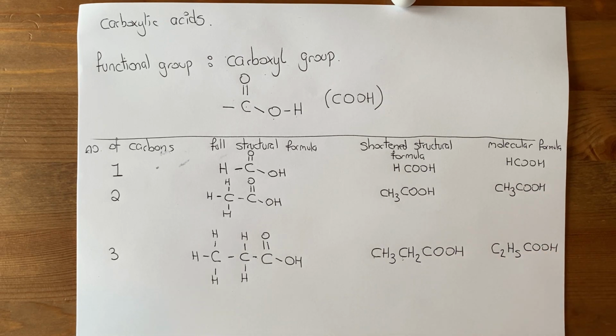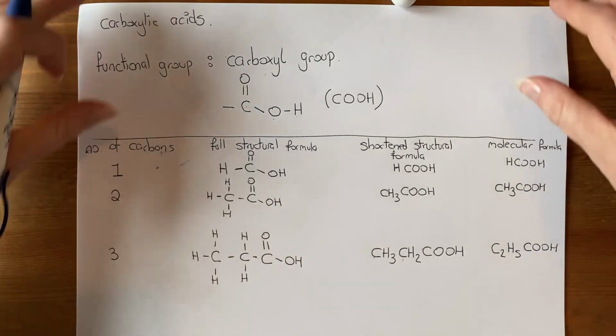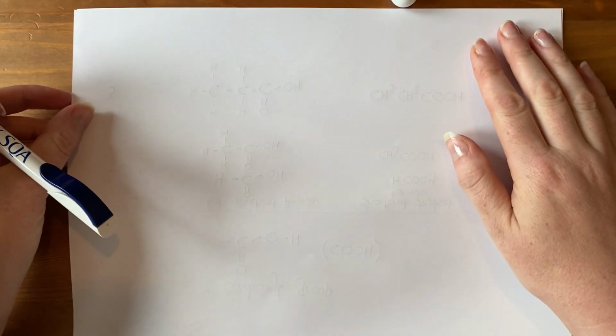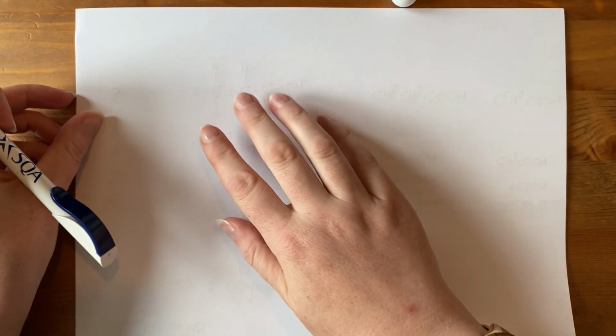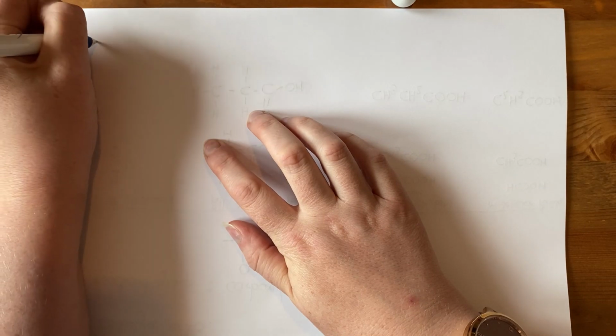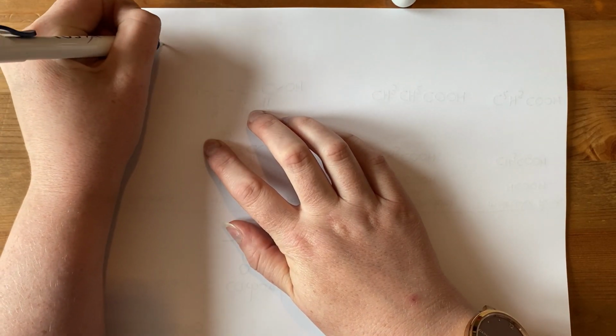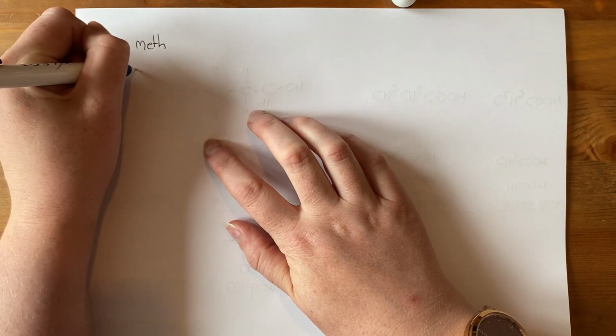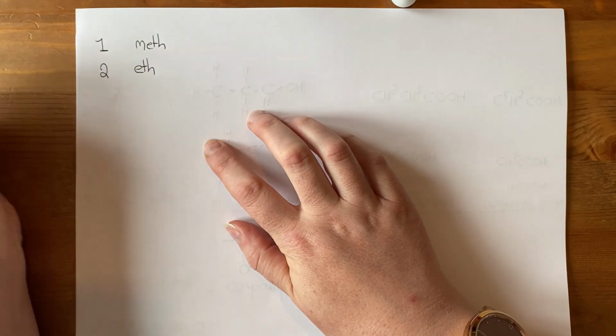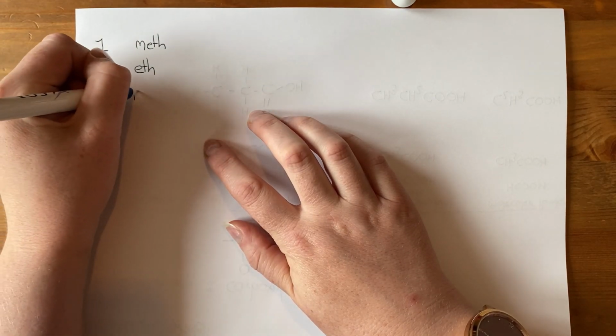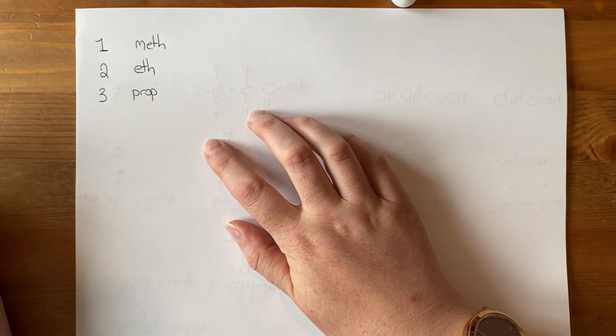Moving on, let's think about the names of these. I'll take this on the back of this page just now. Thinking of the names, we've always used prefixes for a number of carbons. So if I've got 1 carbon, the prefix was always meth. 2 carbons, it was eth. 3 carbons, it was prop.